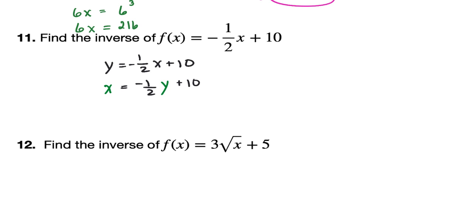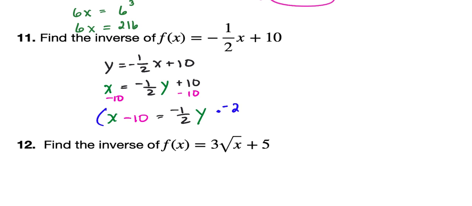You got a couple options here. I'm going to go ahead and subtract the 10 from both sides. And when you subtract that 10, you don't get anything funky. You get x minus 10 equals that negative half y. To get y alone, I'm going to do this. Instead of dividing by a half, I'm going to multiply by a negative 2. Because I know 2 times a half is just 1. And I know a negative times a negative is positive. So that's going to give me a positive 1y. That's exactly what I want.